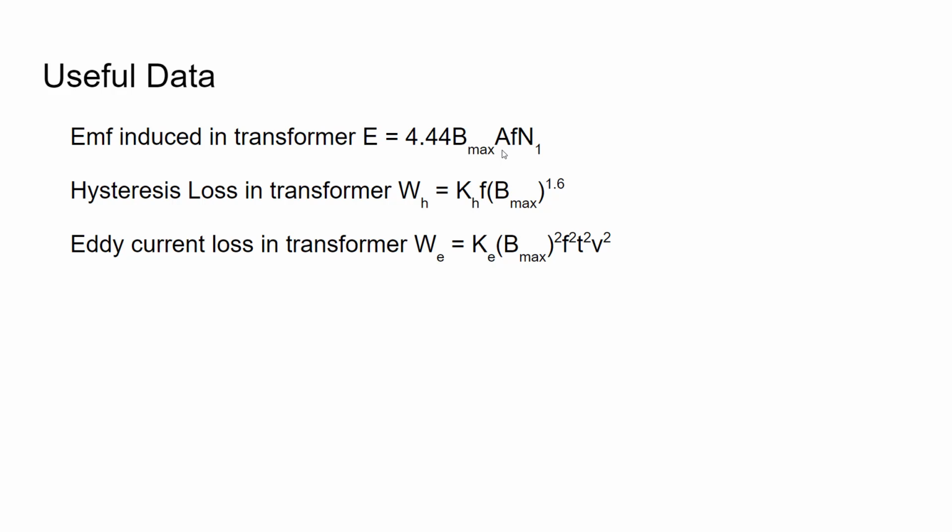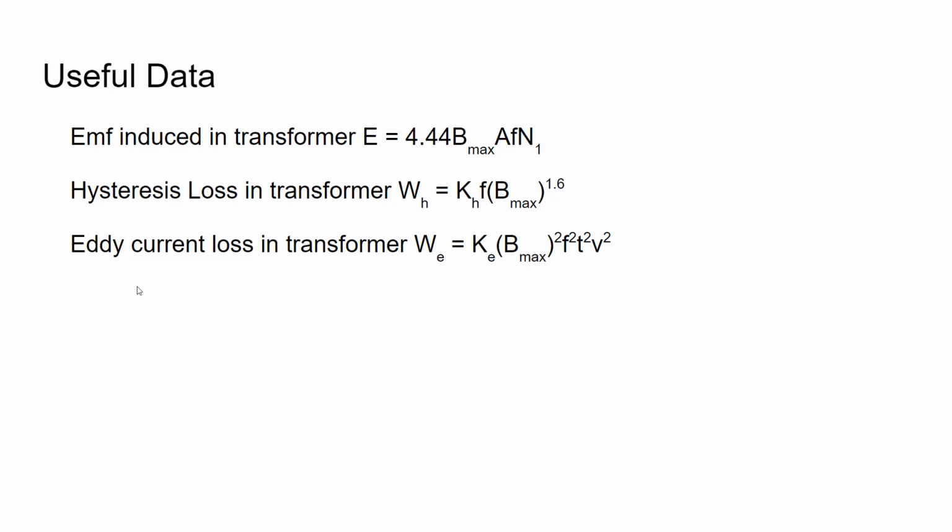And the hysteresis loss in a transformer is given by WH is equal to KH into F into Bmax to the power 1.6, where KH is the hysteresis constant, F is the frequency of the supply, B is the maximum flux density and it is measured in Weber per meter square.